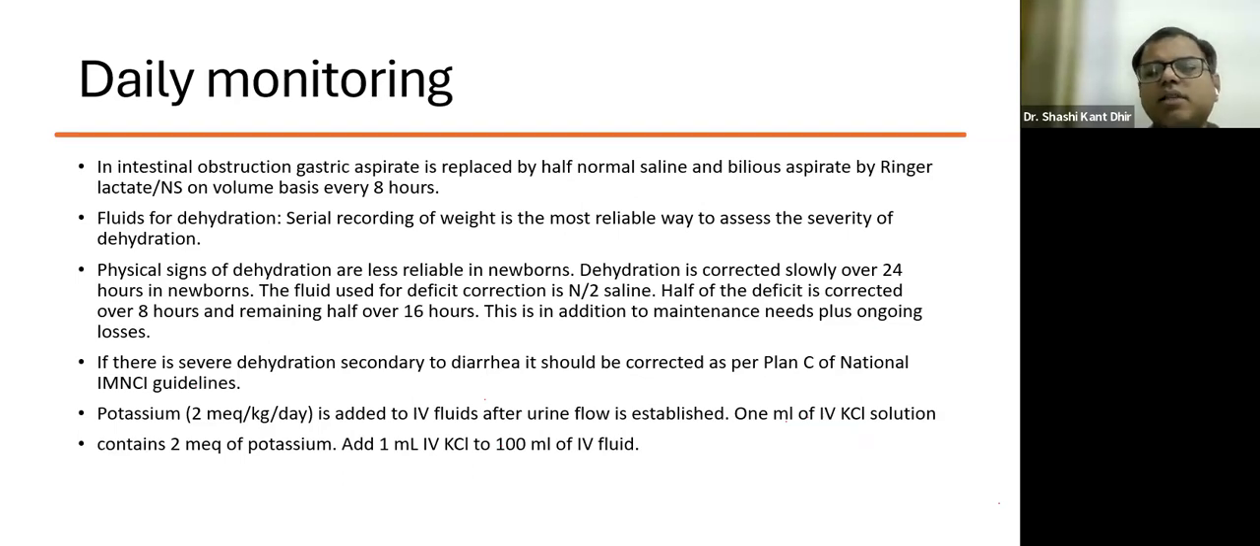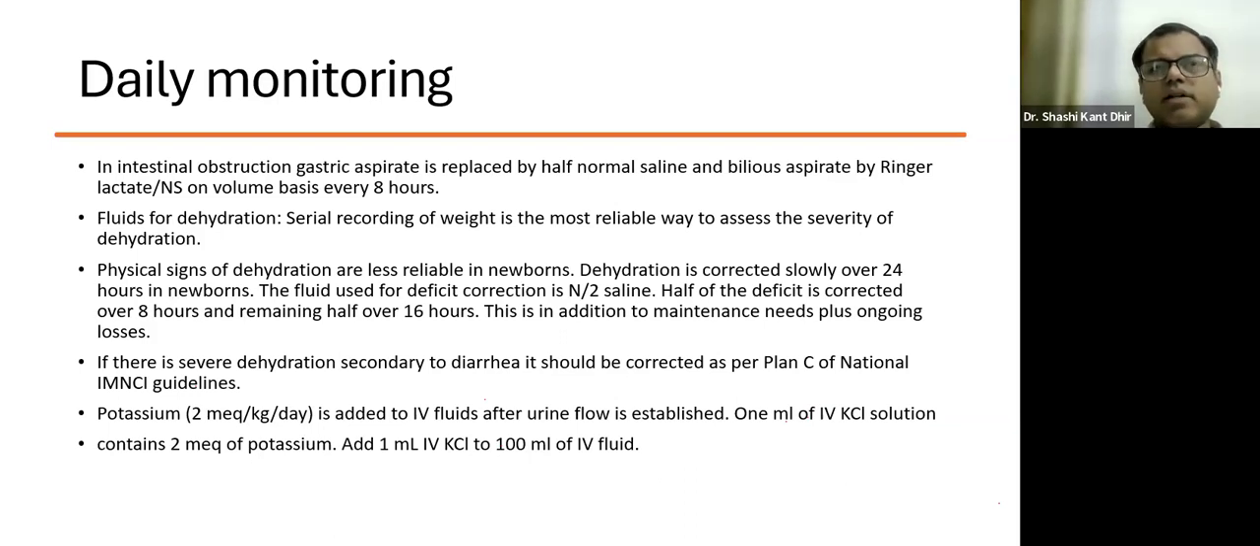So we have to see that if there is dehydration, it is corrected slowly over 24 hours. And the fluid used for deficit correction is N/2 saline, right? So if it is to be corrected, half of the deficit is corrected over 8 hours and the remaining half over the next 16 hours. So this is in addition to maintenance fluid. So if there is severe dehydration, we can also give as plan C for IMNCI, right?